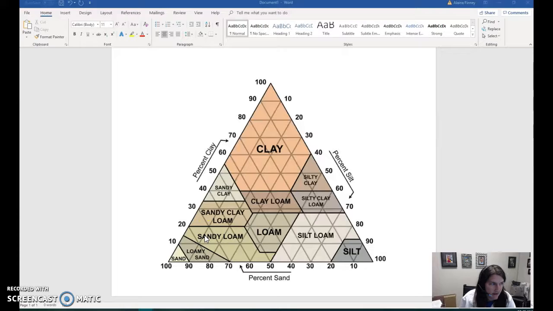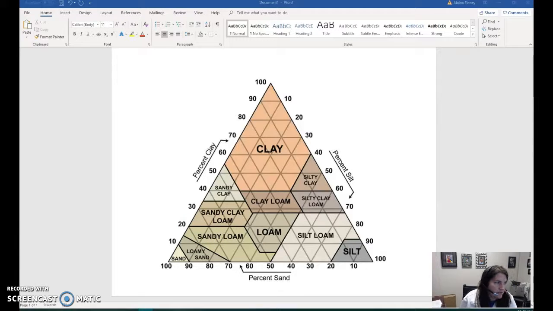And then 15% clay. And so obviously these lines run this way for clay. So 15 would be in between. And that's going to hit you right here on the A of sandy loam. So that would be your answer for that one. Let's do one more together.